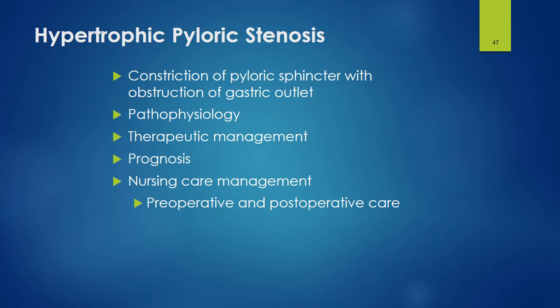Hypertrophic pyloric stenosis is a constriction of the pyloric sphincter with obstruction of the gastric outlet. Over time, inflammation and edema further reduce the size of the opening. This results in complete obstruction. The standard therapy for this disorder is surgery. The procedure is called a pyloromyotomy. This procedure is often performed laparoscopically.